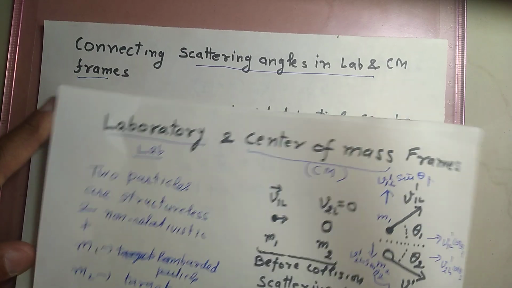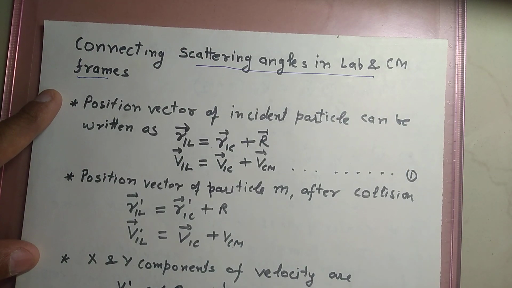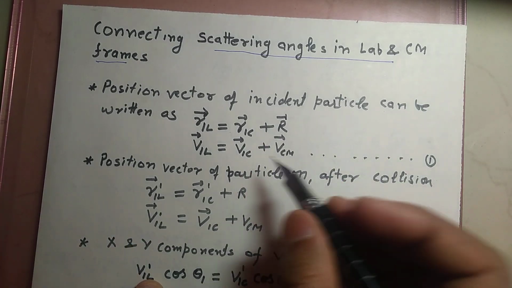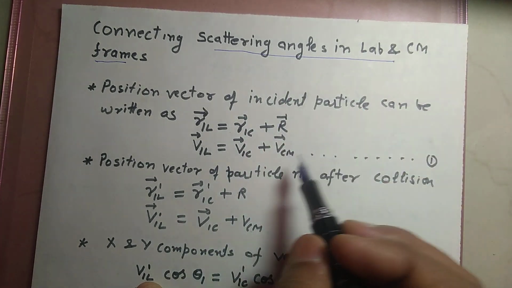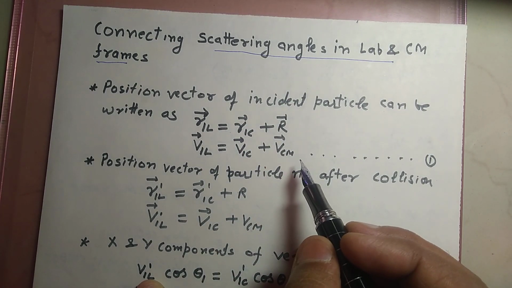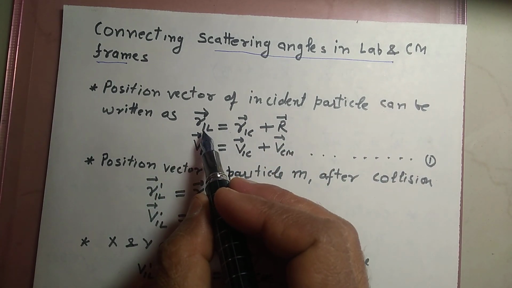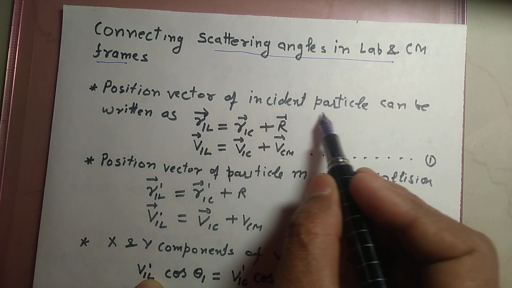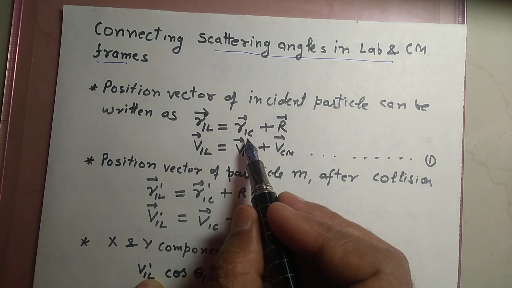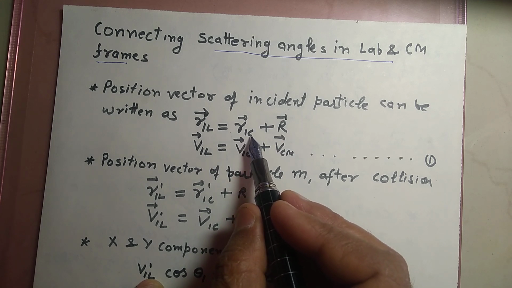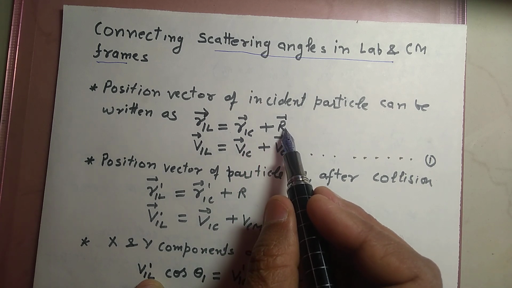Now we will connect the scattering angles in the lab and center of mass frames. In order to derive this expression, we write the position vector of the incident particle in the lab frame, r1l. We can write it as the position vector of particle m1 in the center of mass frame, plus the position vector of the center of mass with respect to the lab frame.